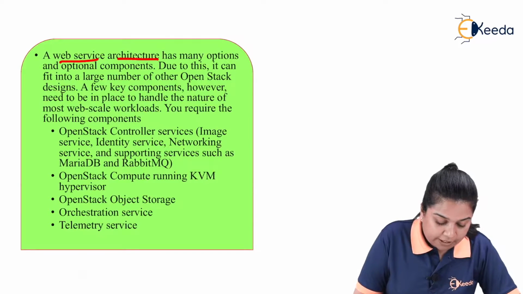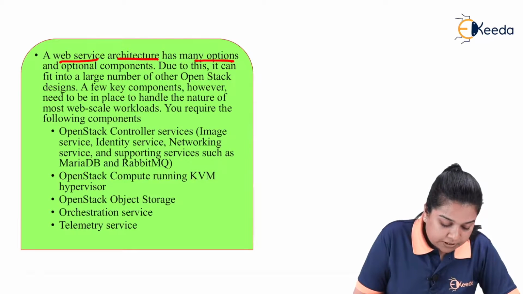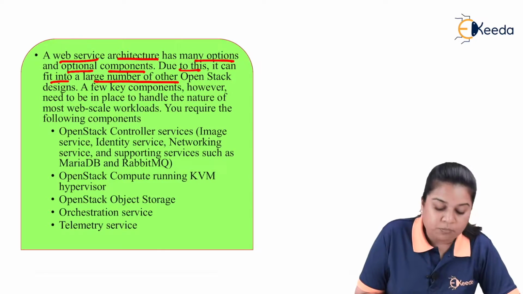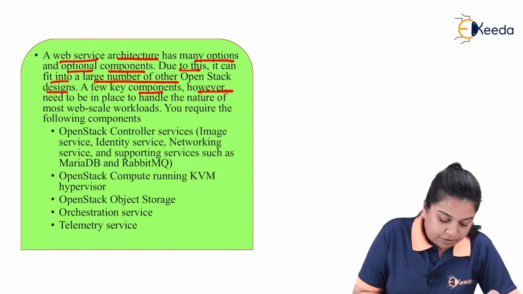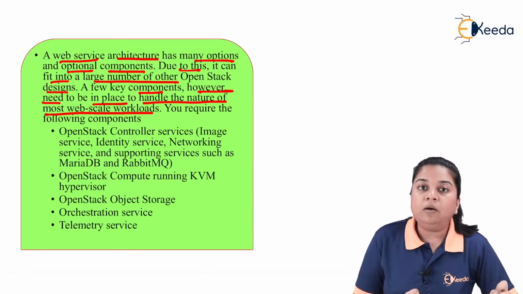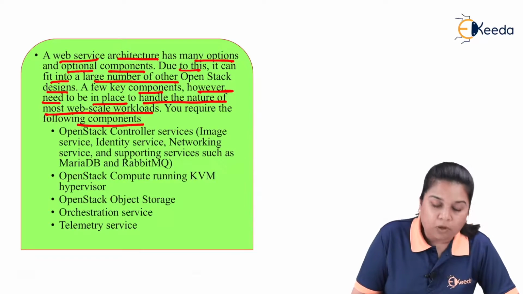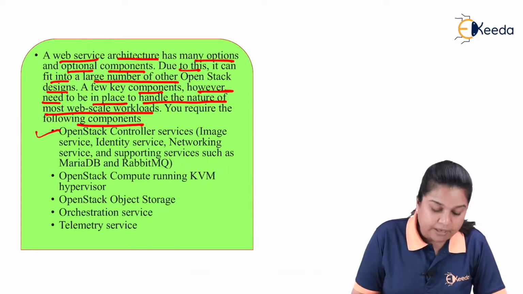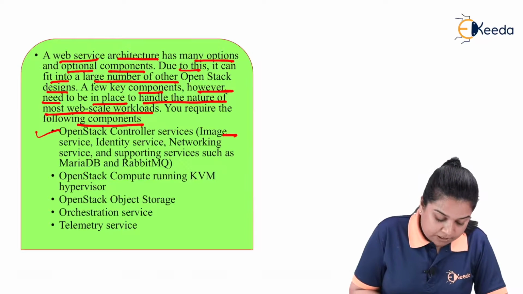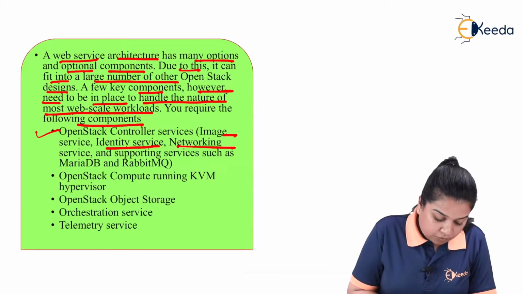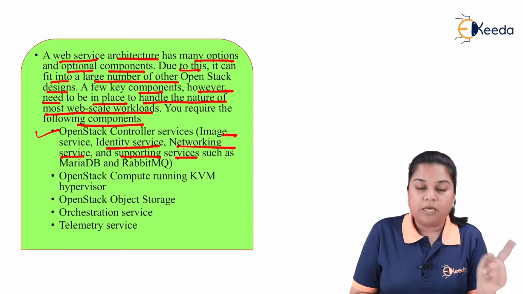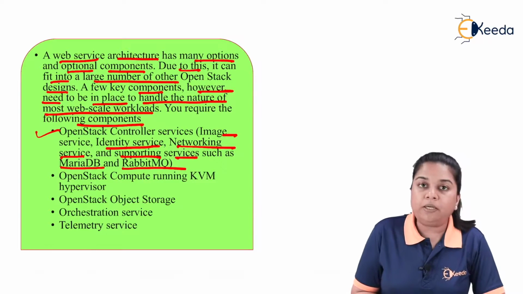A web service architecture has many options and optional components. Due to this, it can fit into a large number of other OpenStack designs. A few key components, however, need to be in place to handle the nature of most web scale workloads. You require the following components. First one, OpenStack controller services. It will provide image service, identity service, networking service and supporting services such as MariaDB and RabbitMQ.